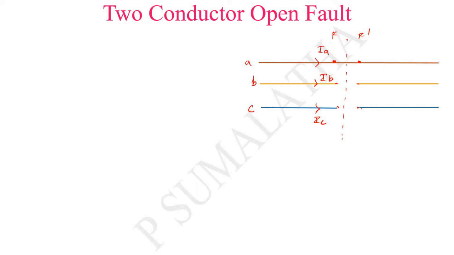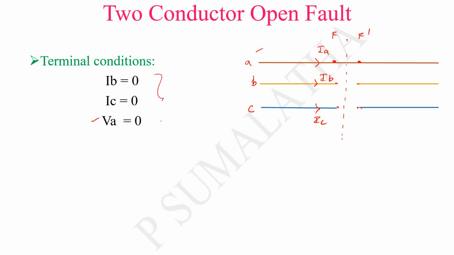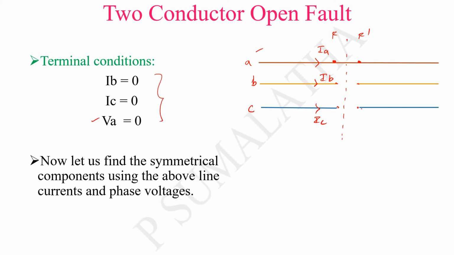So therefore the terminal conditions can be written as IB is equal to 0, IC is equal to 0 and similarly the voltage with respect to phase A is equal to 0. So by using these things we are going to find out the symmetrical components. Which one we will take preferably? Here we have two conditions for the current equation.